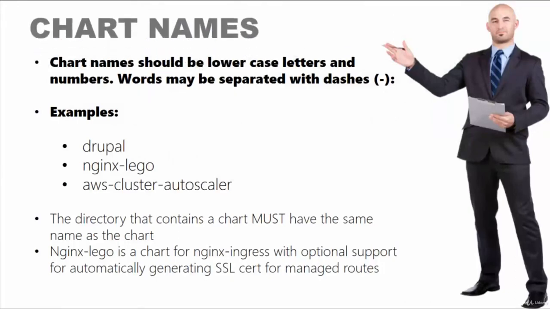Chart names, as one of the first best practices, should always be lowercase letters and numbers. Words may be separated with dashes. We typically use that anyway, right? Pretty straightforward. For example, you can have lowercase drupal, nginx-lego, aws-cluster-autoscaler. So this is a good way to use the chart names. The directory that contains the chart must have the same name as the chart. The nginx-lego is a chart for the Nginx ingress, which is the external IP, with optional support for automating and generating SSL certificates for managed routes. So that is the concept of chart names and the best practice behind using them.